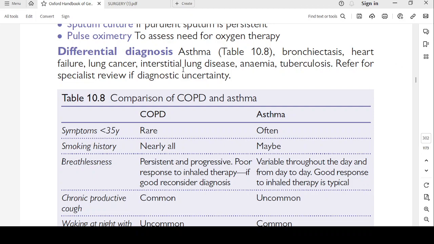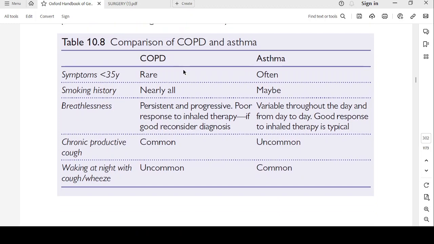Refer for specialist review if diagnostic uncertainty. Comparison of COPD and asthma. Symptoms starting before age 35 are rare in COPD, but often seen in asthma. Smoking history is present in nearly all cases of COPD, but may also be present in asthma. Breathlessness in COPD is persistent and progressive, with poor response to inhaled therapy.